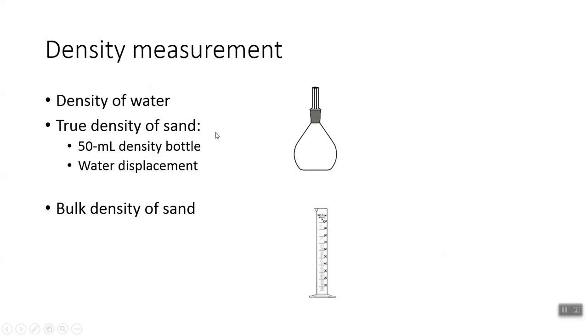For the true density of sand, we use the water displacement method. We put the water and sand inside, so the volume of the sand will equal the volume of the water displaced. So we can obtain the true volume of sand, and then we can obtain the true density of sand. For the bulk density of sand, we can use a graduated cylinder to measure the total volume of sand and measure its mass, to determine the bulk density of sand.